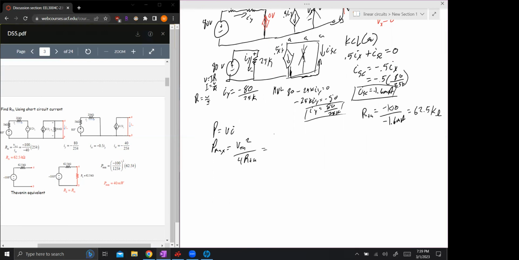So this will be 10 to the 3 over 4 times 62.5 kilo ohms right there. And that's going to be that divided by 4, 62,500. Oh, that's a big number.